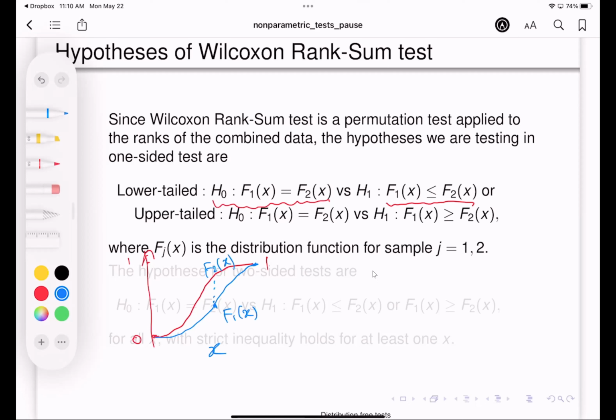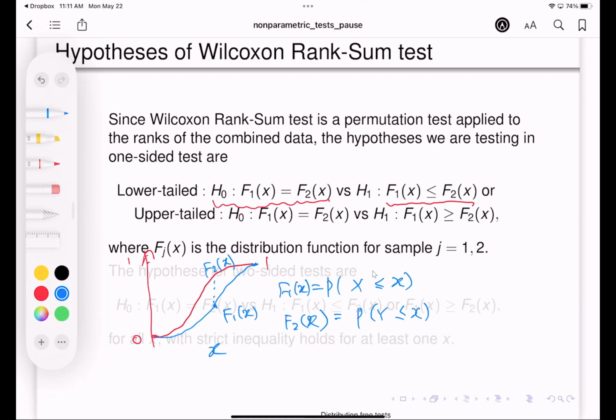F1 less than or equal to F2 really means the following. F1 of X is the probability that the first sample, X, is less than or equal to little x. On the other hand, F2 of X is the probability that the other sample, Y, is less than or equal to the same little x.